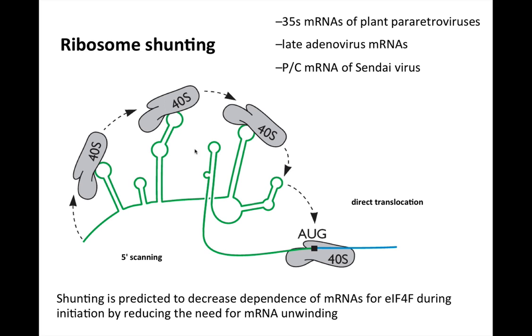So you would ask, why do we do shunting at all? It's predicted to decrease the dependence of any particular mRNA on the cap-binding protein complex, EIF4E and EIF4G, during initiation. So this mRNA doesn't have to be unwound because the ribosomes are passing over the secondary structure. So in cases where cap-binding proteins are limiting, which can happen at certain parts of the cell cycle, for example, or during virus infection, then this shunting would allow efficient translation in the absence of cap-binding protein.